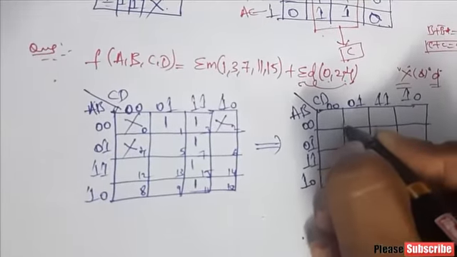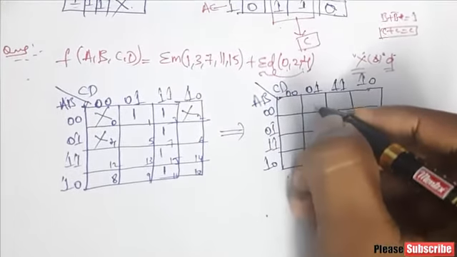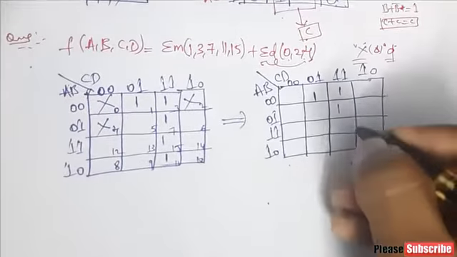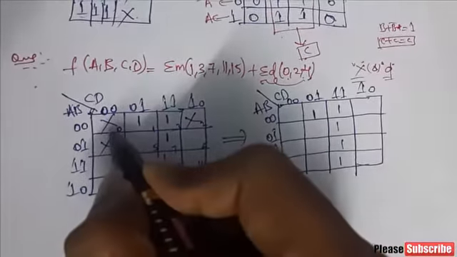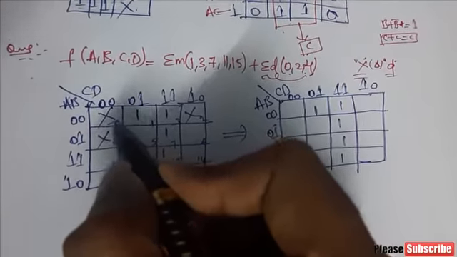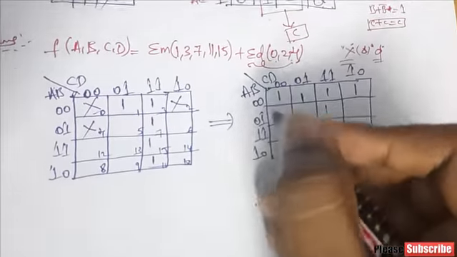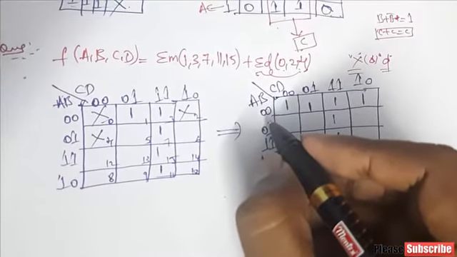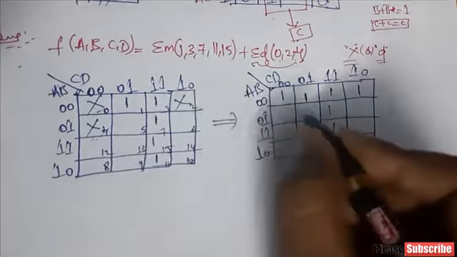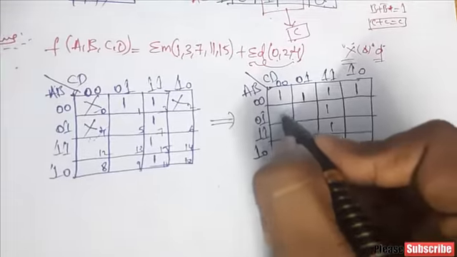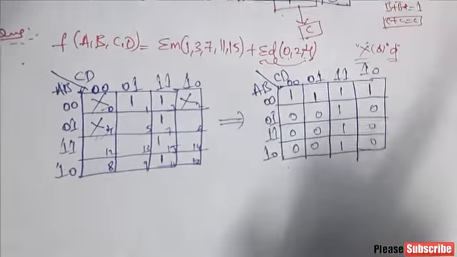With the one, one, here 1, 1, 1. In case of don't care, we will take as 1. Here also 1, and neglect this. Here only you will get the output, right? This will be the 0, 0, 0, 0, 0, 0, 0, 0, 0, right?